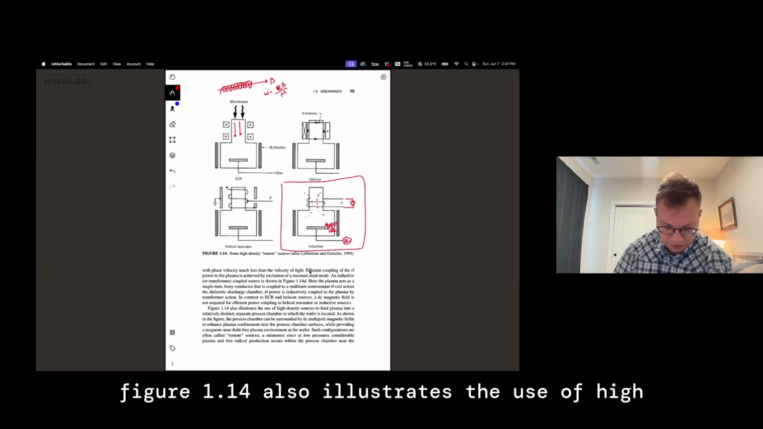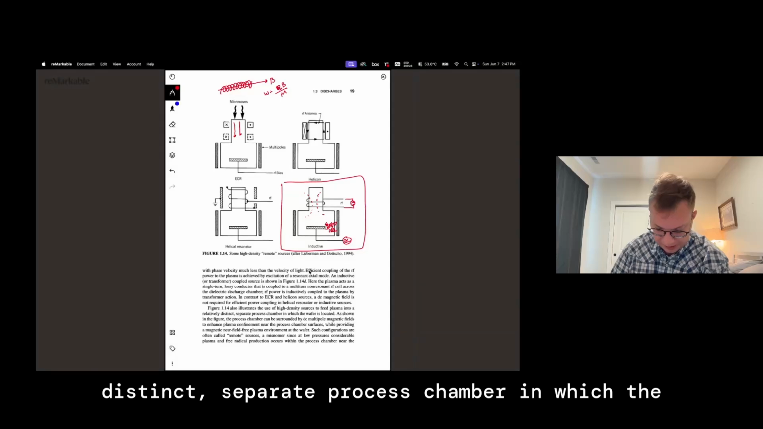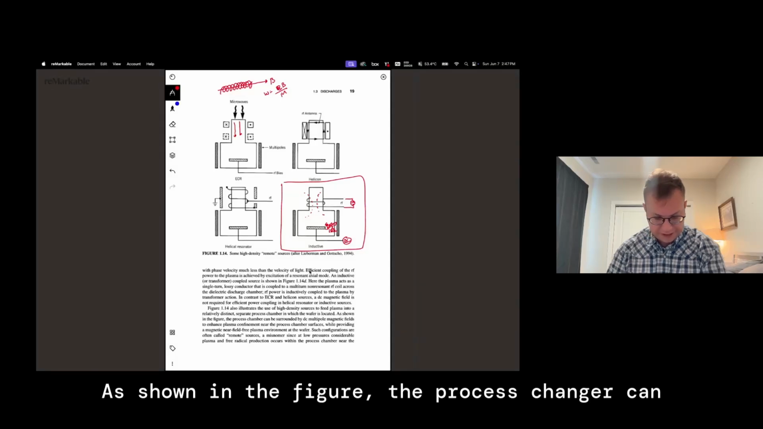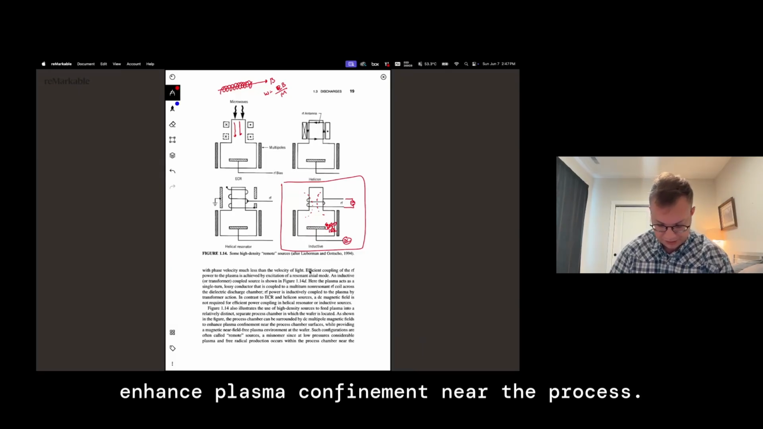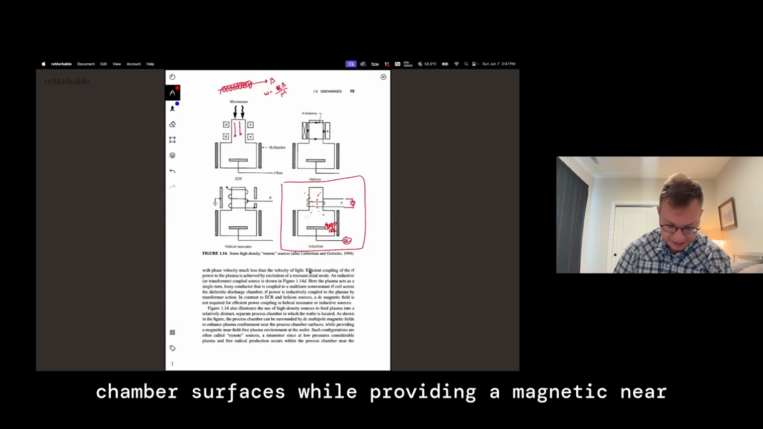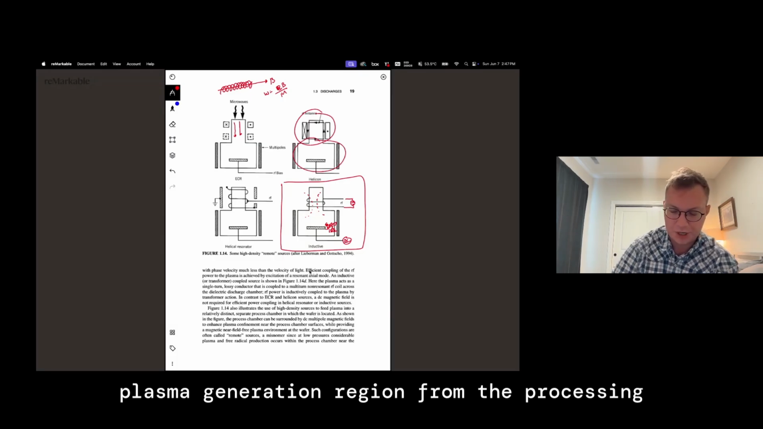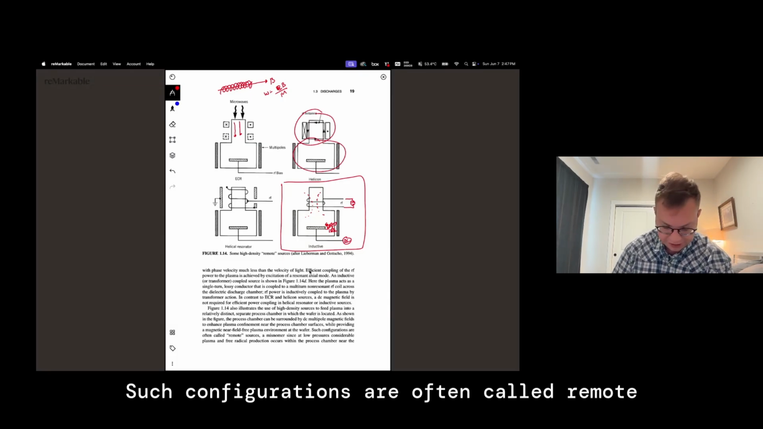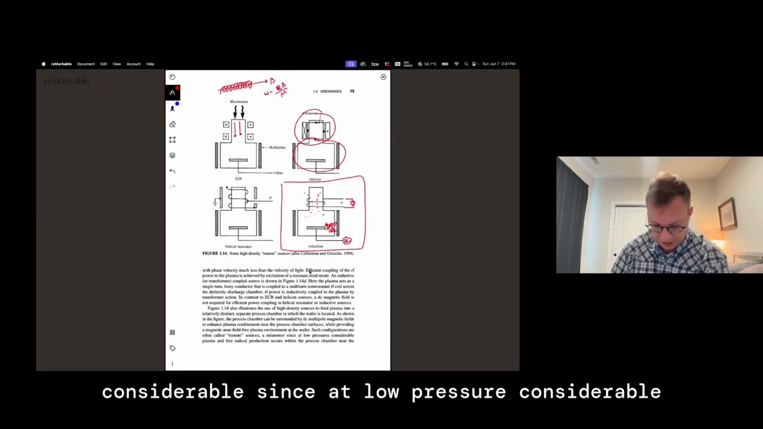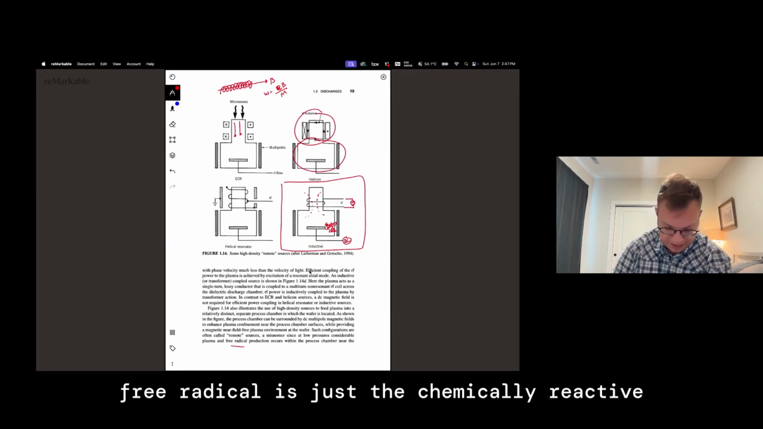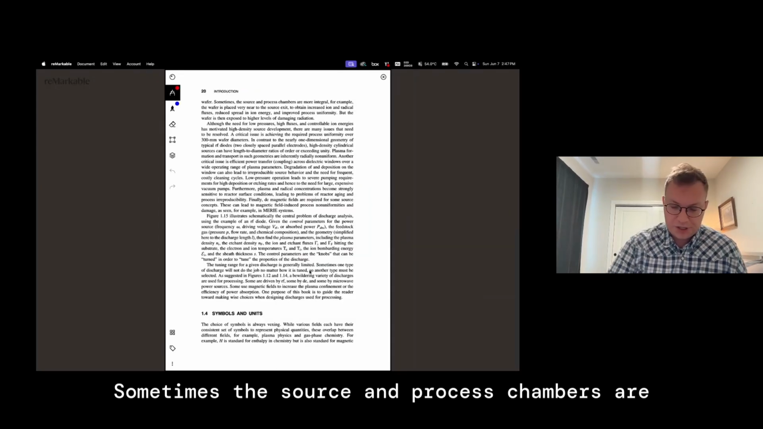All right. Figure 1.14 also illustrates the use of high-density sources to feed plasma into a relatively distinct, separate process chamber in which the wafer is located. As shown in the figure, the process chamber can be surrounded by DC multipole magnet fields to enhance plasma confinement near the process chamber surfaces while providing a magnetic, near field-free plasma environment at the wafer. So again, we're separating the plasma generation region from the processing region. Such configurations are often called remote sources, a misnomer since at low pressure considerable plasma and free radical production, remember free radicals are just the chemically reactive species, occurs within the process chamber near the wafer.